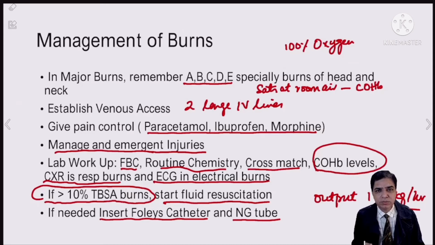And at the same time, you can do adjunct investigations as well if needed, like a chest x-ray in case of burns to the chest or head and neck. And in electric burns, you will do an ECG. So these are mandatory. And then later on, you can pass a Foley's catheter, you can pass an NG tube. So this is the emergency management, which you should be very good at. You should be very familiar with these processes. This could be life saving for that child.